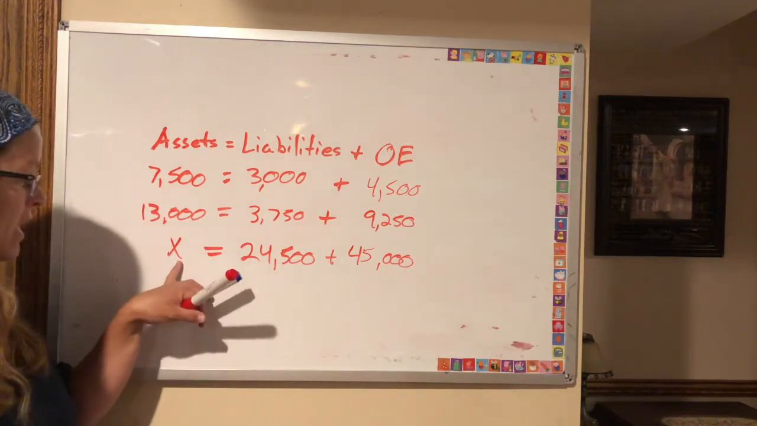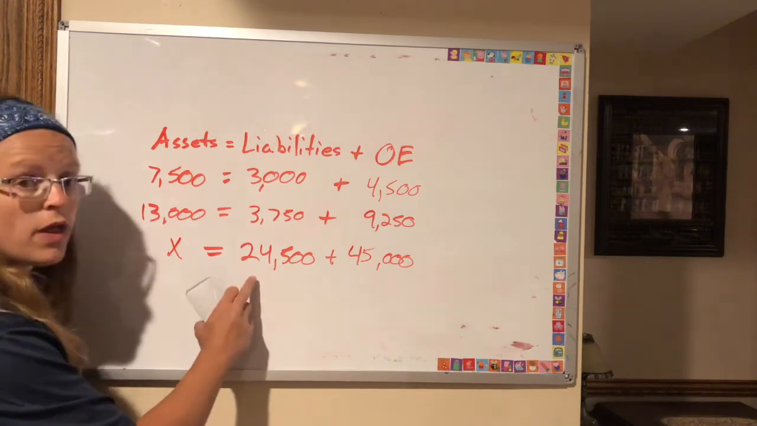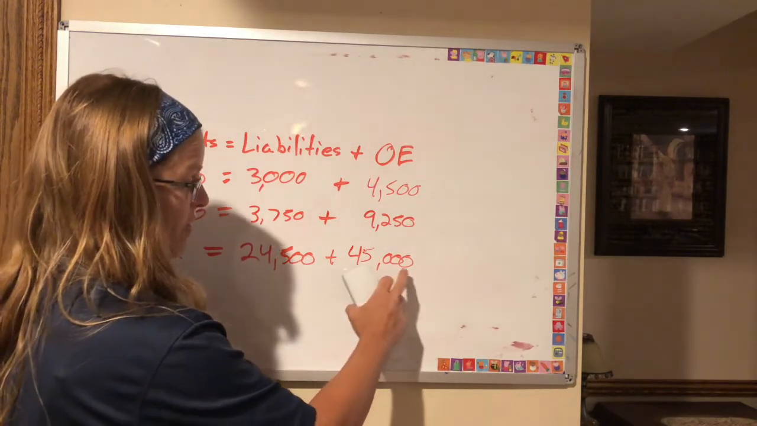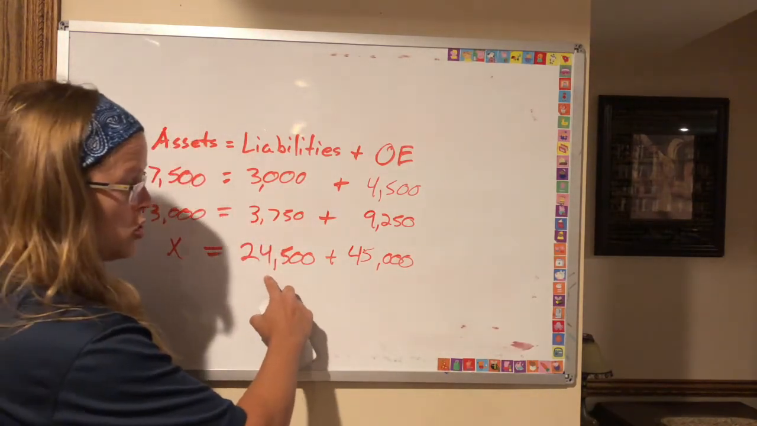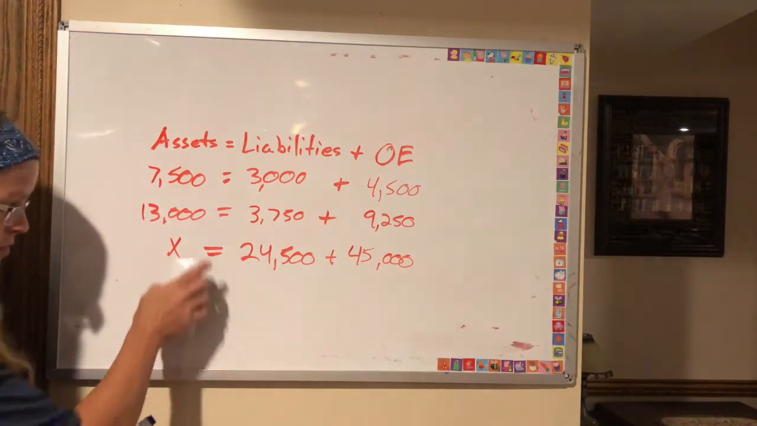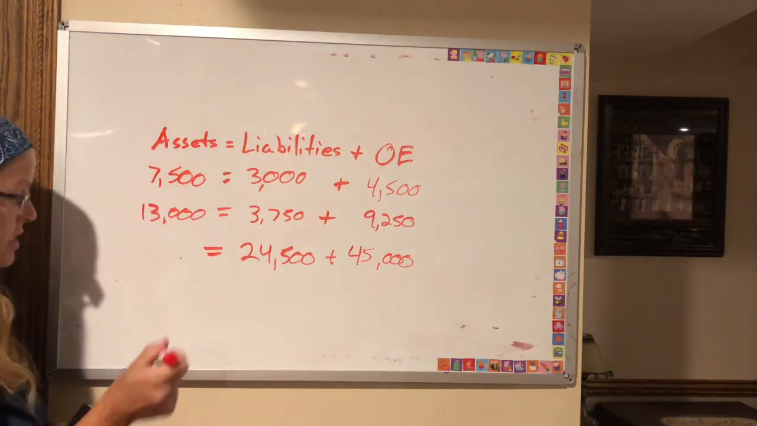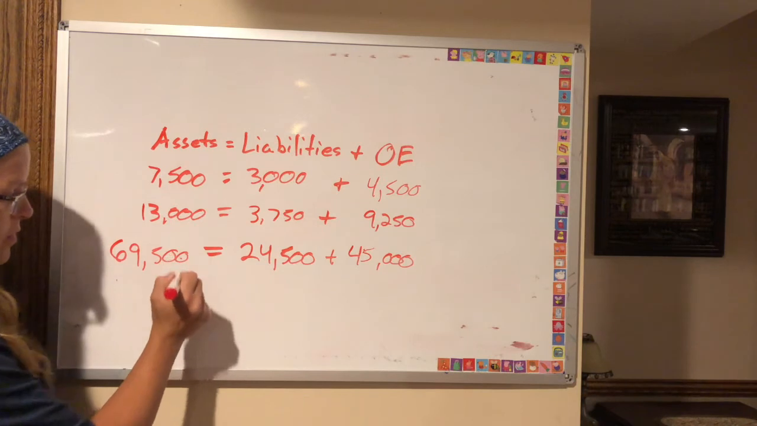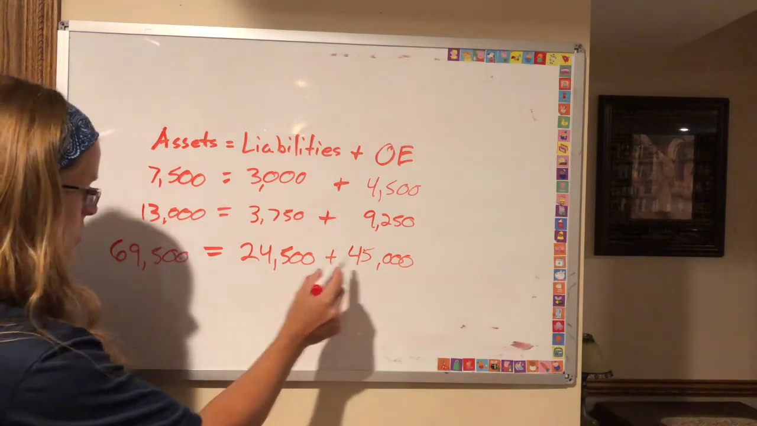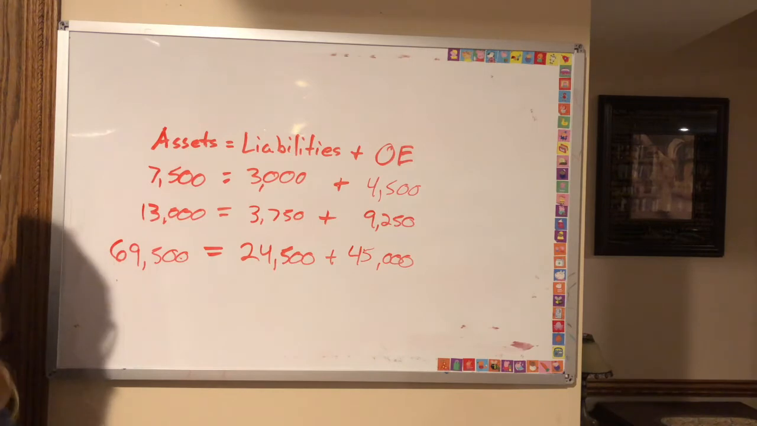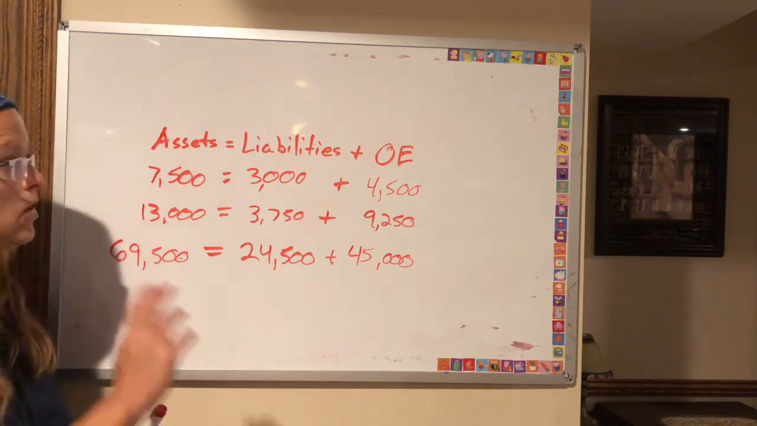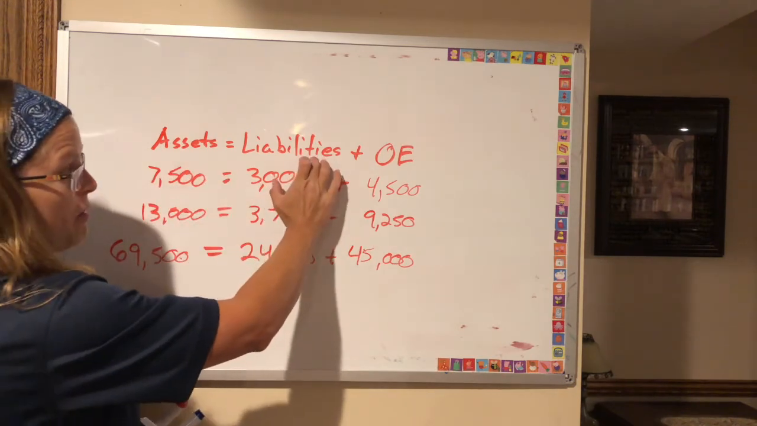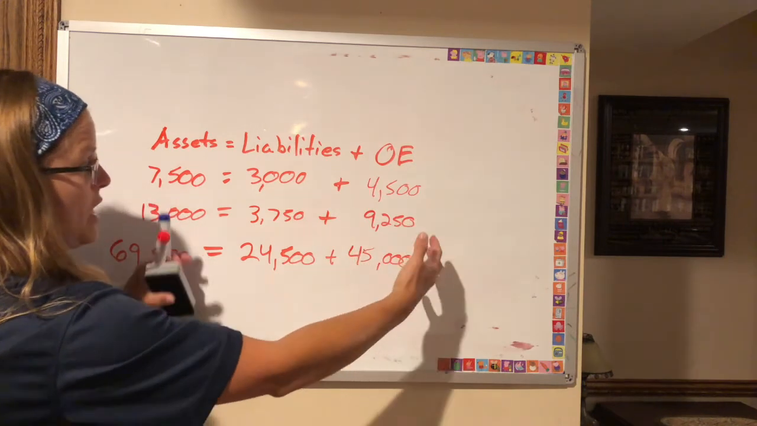Now we don't know what the assets equal, but we know that our liabilities are $24,500 and our owner's equity is $45,000. You take those two, add them together, and we find that our assets equal $69,500. So the basic accounting equation always has to equal out. All of the asset accounts, all of the liability accounts, and all of the accounts under owner's equity have to equal.